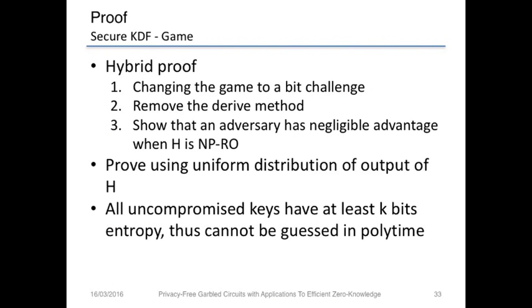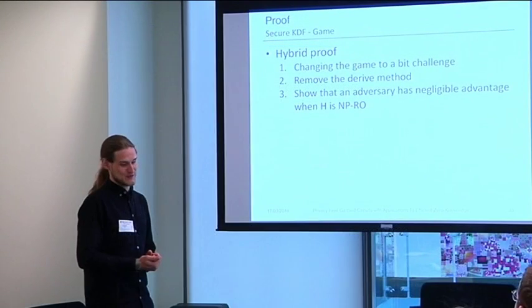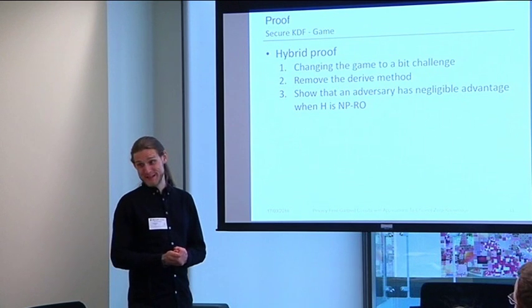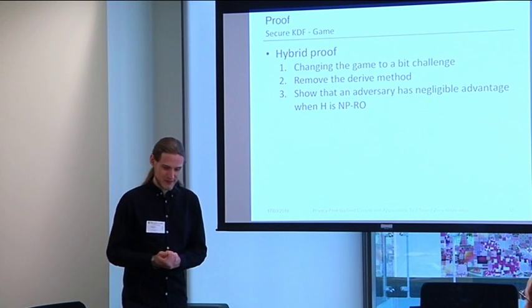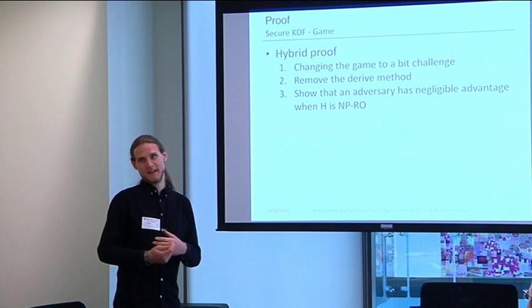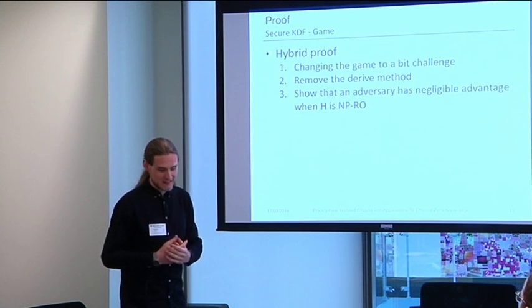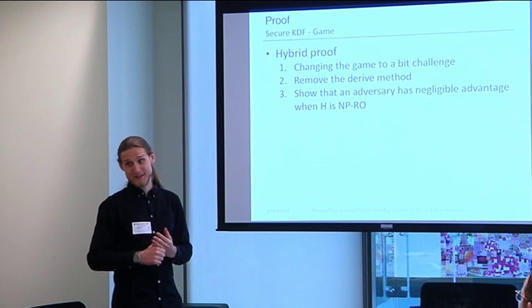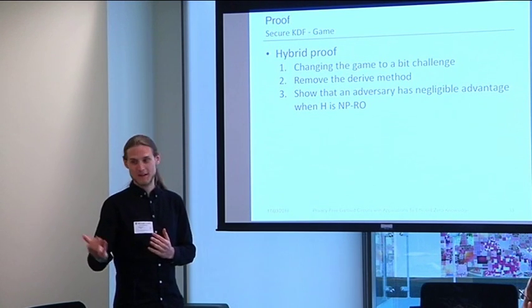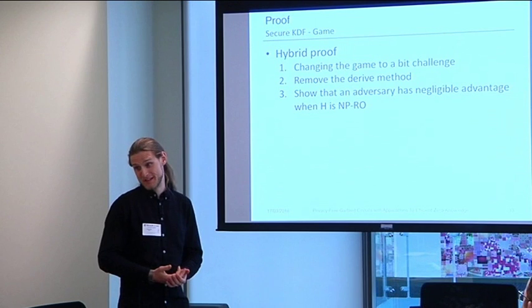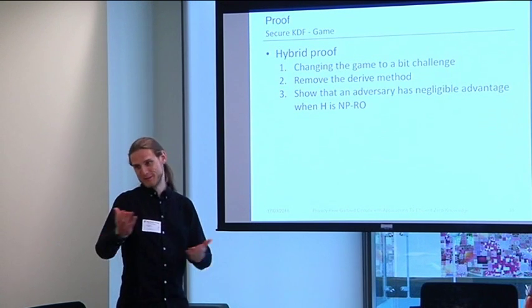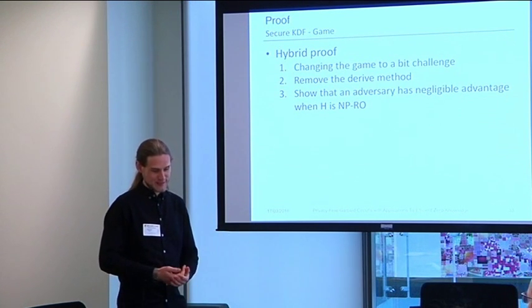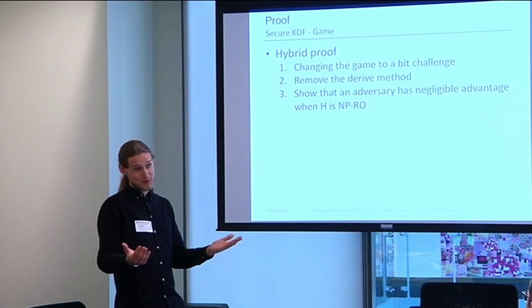The proof is a plain hybrid proof. We first make it into a game with a bit instead, where the adversary does the same as before, but then he inputs a bit. Then he gets a key from the game. That's either the correct key or a randomly sampled key. And then he says, is it one or the other? That's the first hybrid.